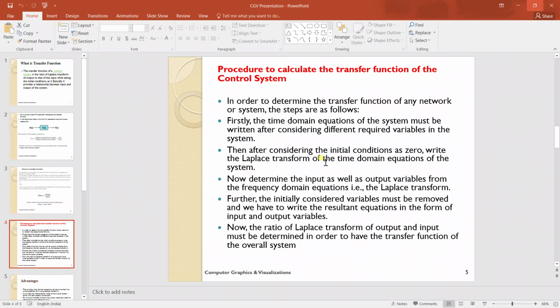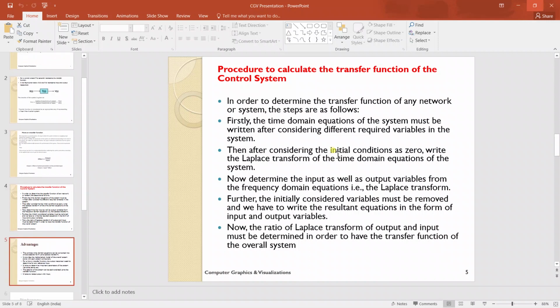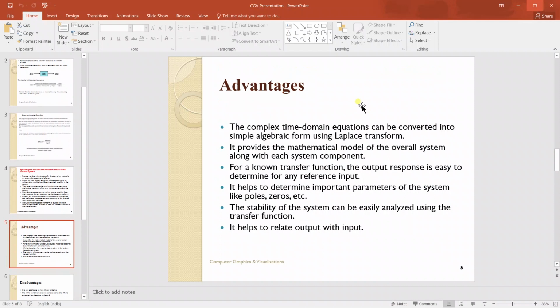Now determine the input as well as output variables from the frequency domain equation, that is the Laplace transform. Further, the initially considered variables must be removed, and we have to write the resultant equation in the form of input and output variables. Now the ratio of the Laplace transform of output and input must be determined in order to have the transfer function of the overall system.